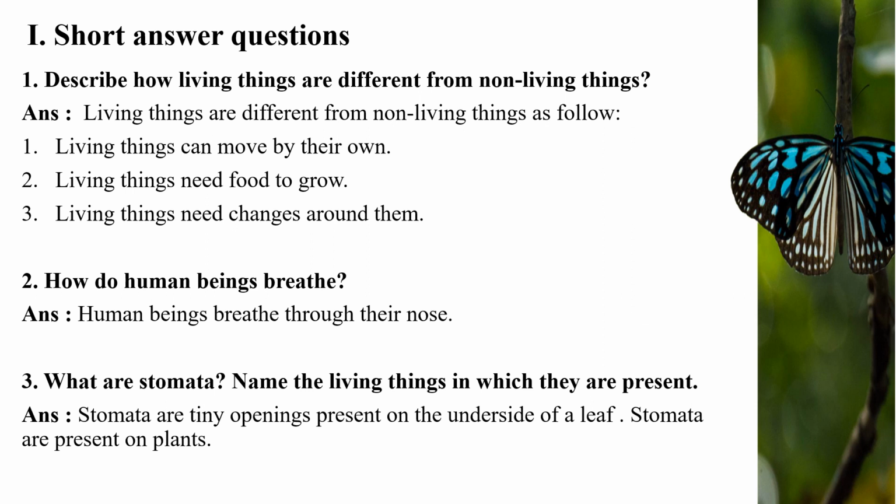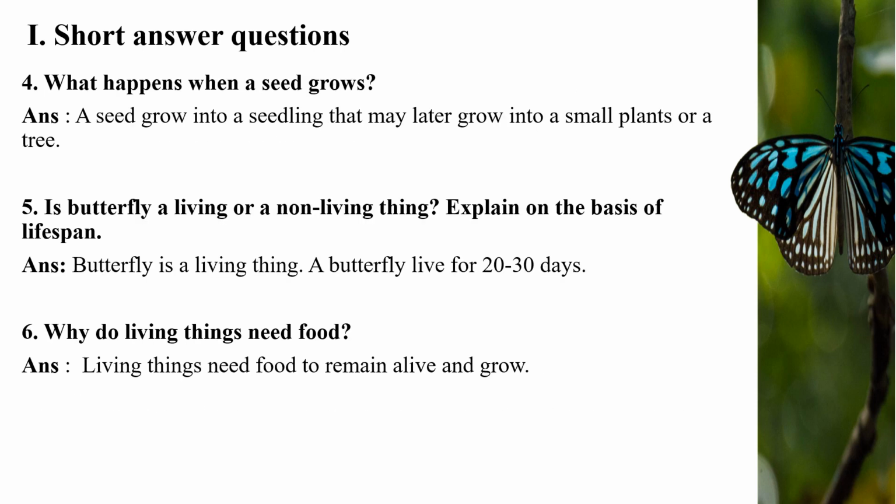Third question, what are stomata? Name the living things in which they are present. Answer, stomata are tiny openings present on the underside of a leaf. Stomata are present in plants. Fourth question. What happens when a seed grows? Answer. A seed grows into a seedling that may later grow into a small plant or a tree.